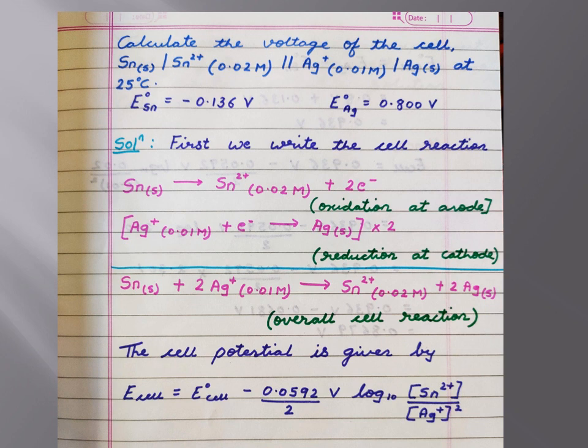Okay, and students, you can see on the reactant side of the overall cell reaction that there are 2 moles of Ag. So that is why we are writing it raised to the power 2. Please remember that the anode is written in the numerator and the cathode is written in the denominator.